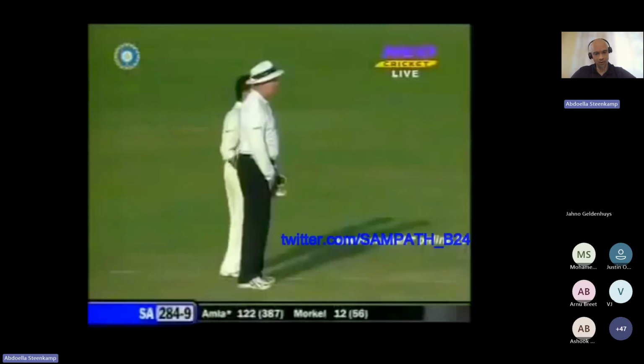The boundary counts, runs for penalties like a no ball count, and runs completed count, and the run in progress counts if they crossed when the act happened. So let's have a look at the video and see what the boundary fielder did with the ball.